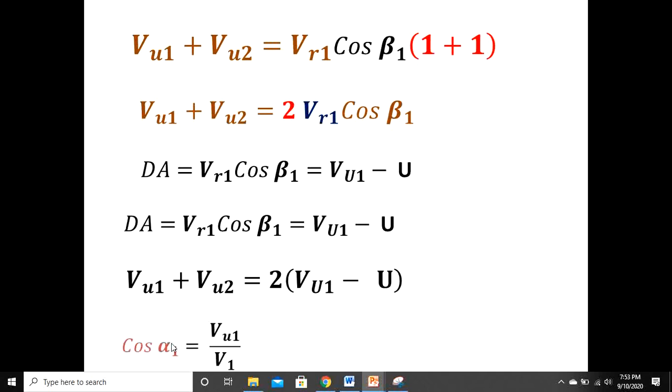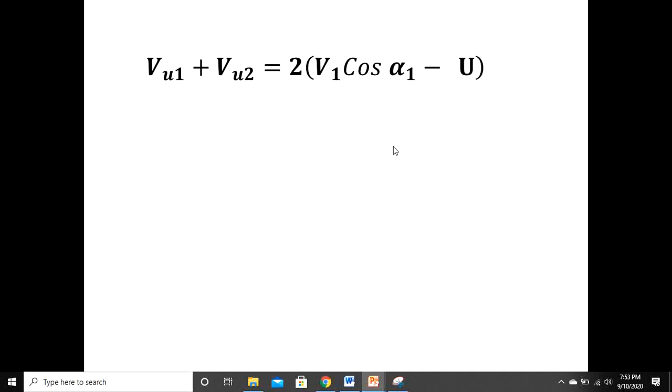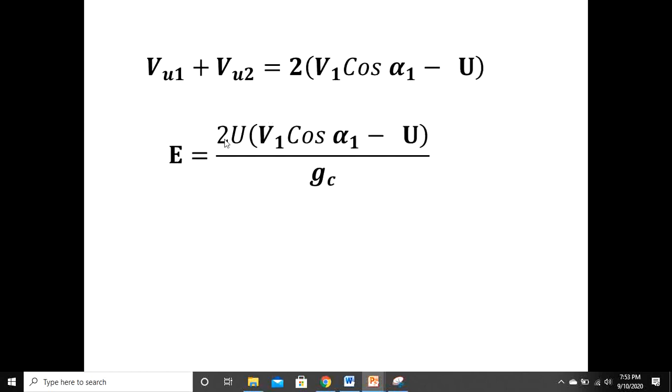Therefore, cos alpha 1 is equal to VU1 by V1, therefore VU1 is equal to V1 cos alpha 1. Same thing we put in this equation, so 2 times V1 cos alpha 1 minus U. Therefore, 2U. I hope you are getting my point. U was the common factor you took outside. That's why 2U times V1 cos alpha 1 minus U.